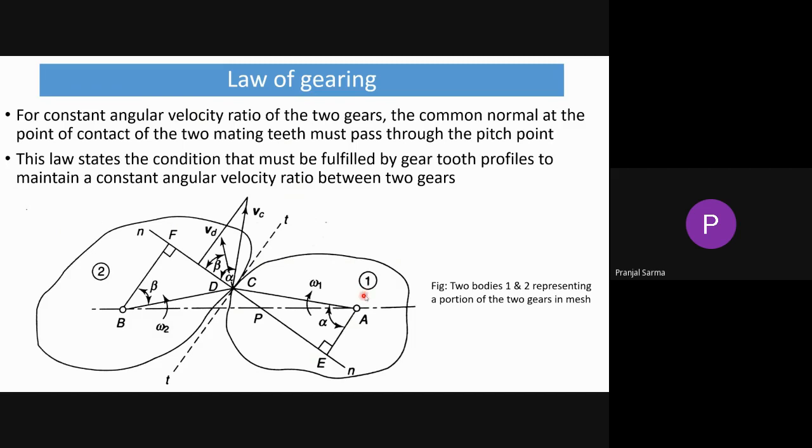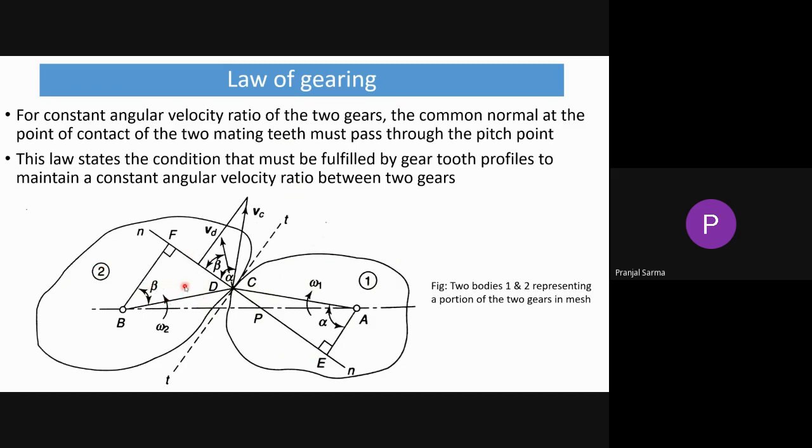Body one, this is the body one, and this is the body two. We are considering these as arbitrary shapes, because later on you will understand that to conjugate gear teeth we can have a particular design of a gear profile, and corresponding to that, by fulfilling the law of gearing, we can design the other gear tooth profile for the other meshing gear.